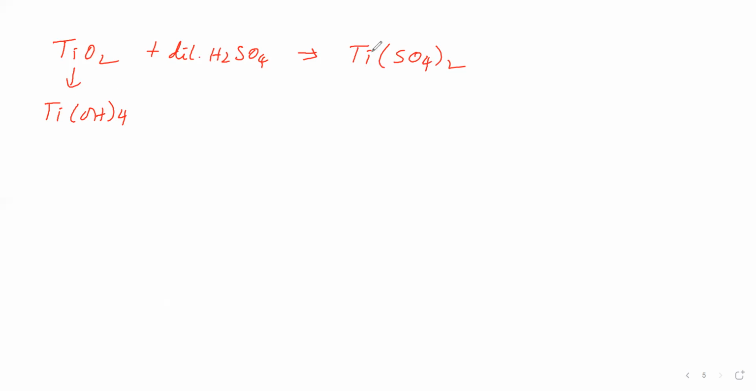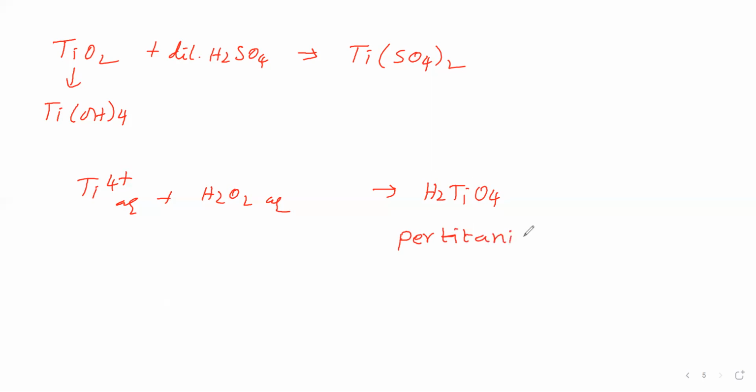To this titanium sulfate, that means the Ti4+ solution, we are adding hydrogen peroxide solution. What are we getting now? We are getting pertitanic acid, that is H2TiO4. This is called pertitanic acid, and its color is orange.